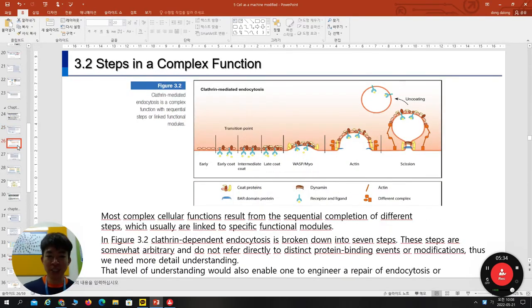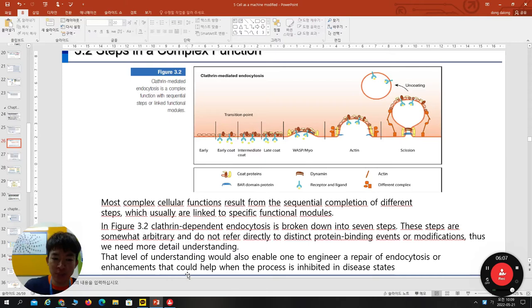Okay, and then let's see the clathrin-mediated endocytosis. They show it like this. Most complex cellular functions result from the sequential completion of different steps, which usually are linked to a specific functional module. The figure shows that endocytosis is broken down into 7 steps. These steps are somewhat arbitrary and do not refer directly to distinct protein binding events or modifications. Thus, we need more detailed understanding. This level of understanding would also enable one to engineer repair or enhancement of endocytosis that could help when the process is impaired in disease states.